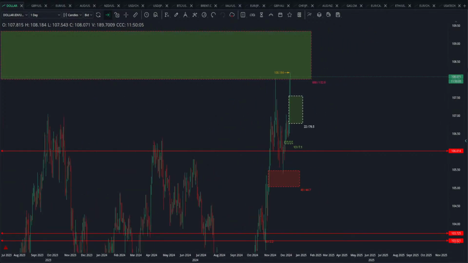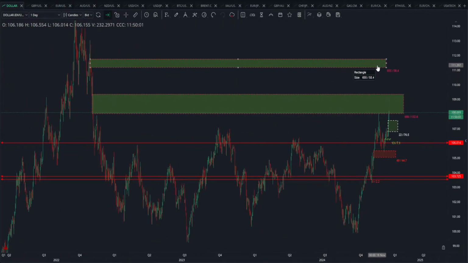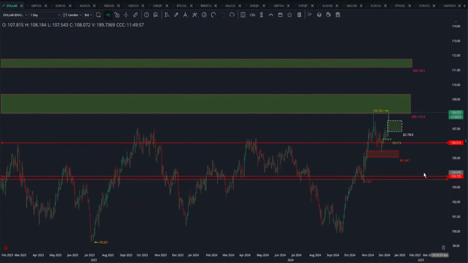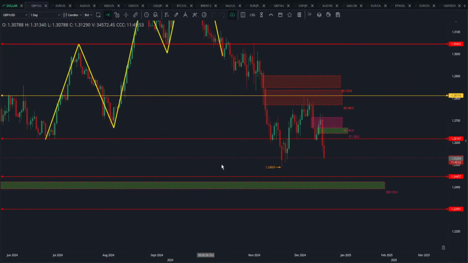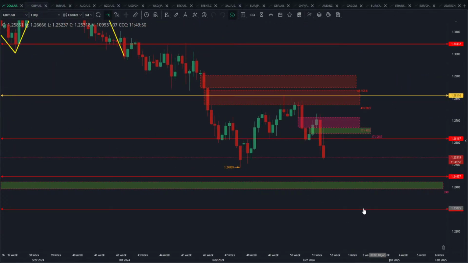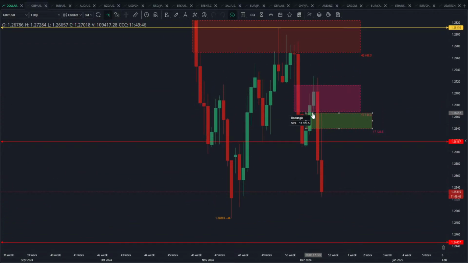To what extent? There's the 114 level that we want to see, and there's this fair value gap that we want to see traded into. So like I said, we are bullish on this, so we are bearish on the other currency pairs. The first one is the pound. Although on the pound we were not bearish, you see this bullish fair value gap is now acting as a bearish fair value gap.